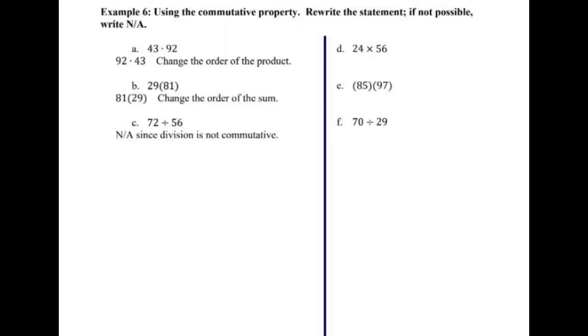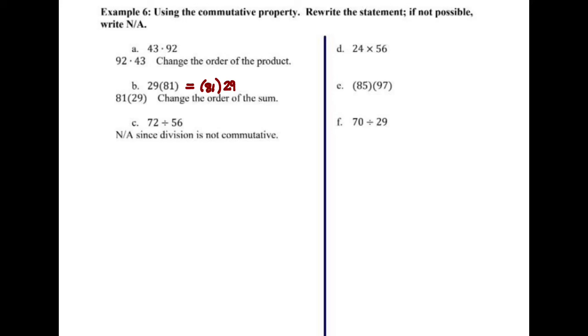So, using the commutative property, rewrite the statement if possible. Okay, so this one, 43 times 92, they changed it to 92 times 43. Just rewrote it. Okay, notice they used the same dot that you started with. Here it's 29 times 81, so they changed it to 81 times 29. They left the parentheses around the second number, but you technically could have rewritten it as moving the 81 with the parentheses to the front, and it would be exactly the same thing.